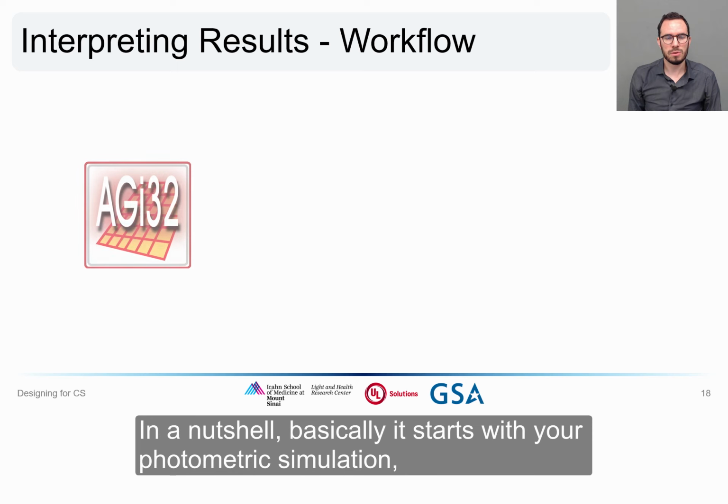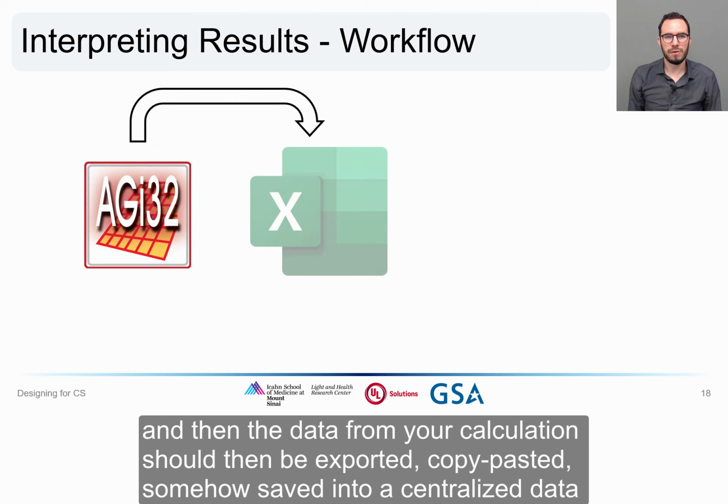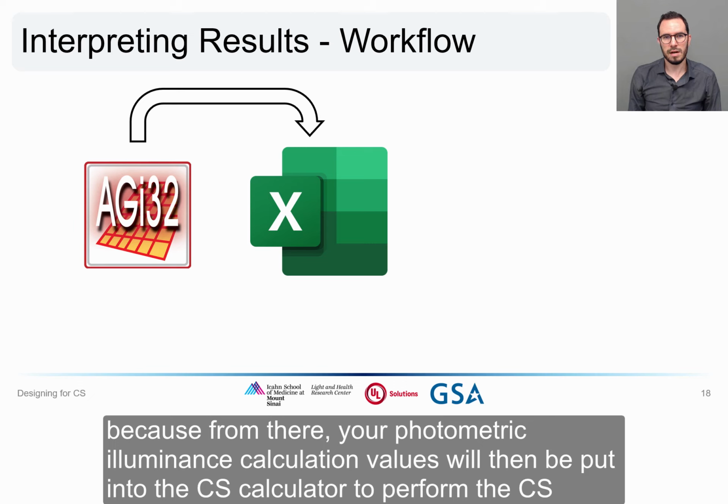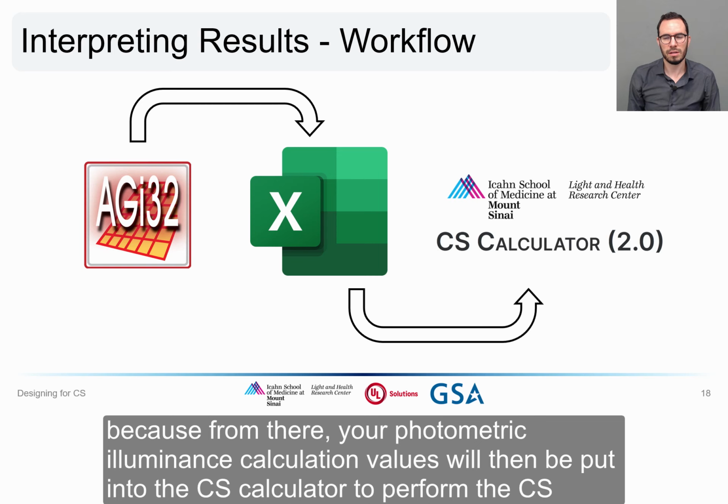Basically, it starts with your photometric simulation, and then the data from your calculations should be exported, copied, pasted, or somehow saved into centralized data management software. Something like Microsoft Excel is a good option, because from there, your photometric illuminance calculation values will be put into the CS calculator to perform the CS calculations.